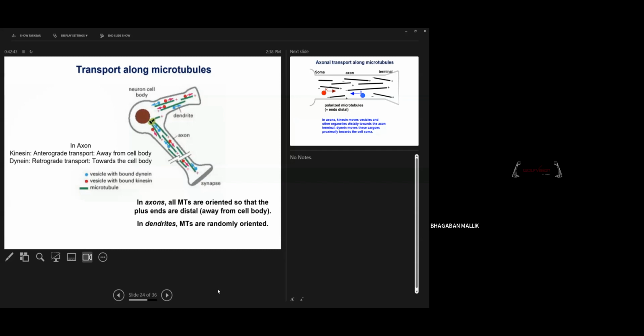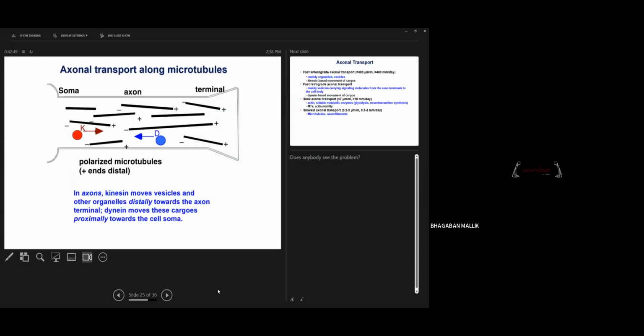The transport happens very specifically in the axon terminal or in the axons. The same thing I have just represented here: you have a cell body here, you have a terminal here, and this is the axon. Kinesin takes signals from the cell body to the terminals, and dynein from the terminal to the cell body. So in the axon, kinesin moves vesicles and other organelles.